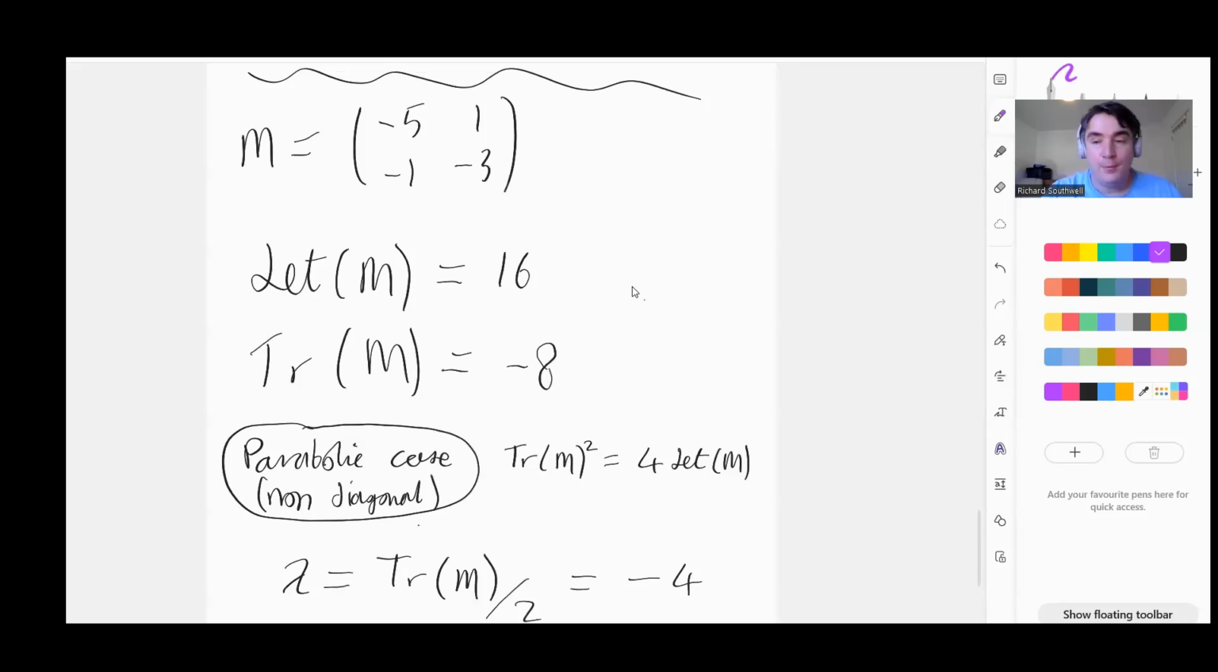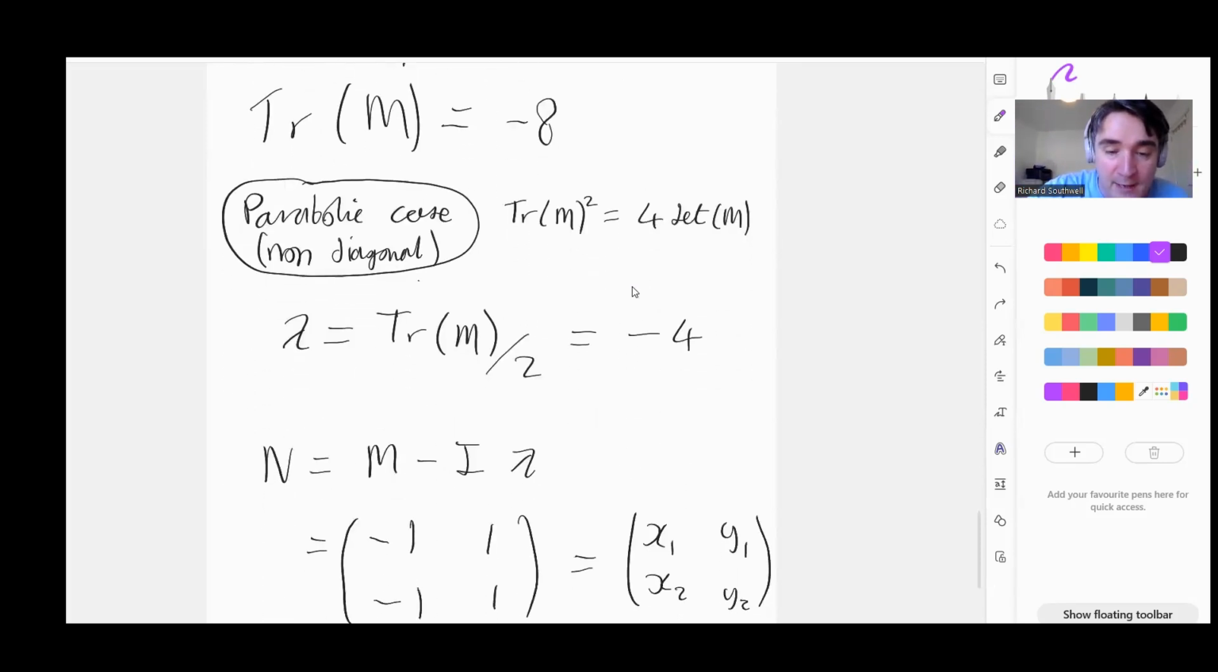So, okay, let's do an example then in this parabolic case. We're going to take a look at this matrix here. And then if we calculate, we find that the determinant of this thing is 16 and the trace is -8. And so these are both equal to 64. So yes, we do have this parabolic case, and clearly this is not one of these multiples of the identity matrix. So we can carry on, just apply the recipe.